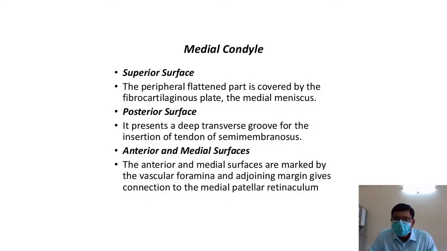Now the medial condyle, just to give a brief, conclusive description. On the superior surface of the medial condyle, the peripheral flattened part is covered by the fibrocartilaginous plate, the medial meniscus. Posteriorly, it presents a deep transverse groove for the insertion of the semimembranosus muscle. The anterior and medial surfaces of the medial condyle are marked by vascular foramina, and the adjoining margins give connection to the medial patellar retinaculum.